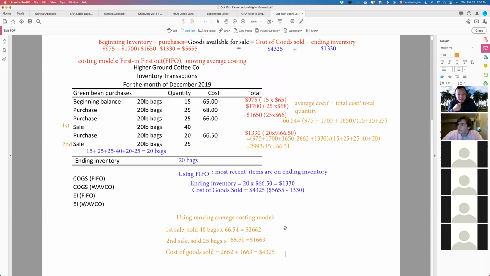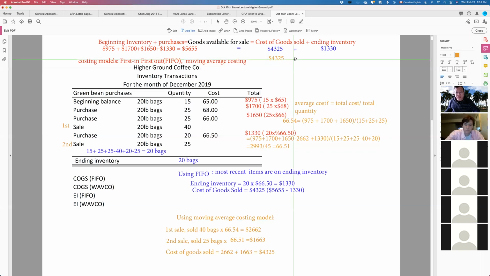Okay, so that's interesting. How come I have exactly the same number? That's because this moving average number, just by coincidence in this question, is very close to this number, 66.50. So therefore this is not the best question. I will try to make something where these two numbers are not close. So with moving average, my cost of goods sold here is 4325.